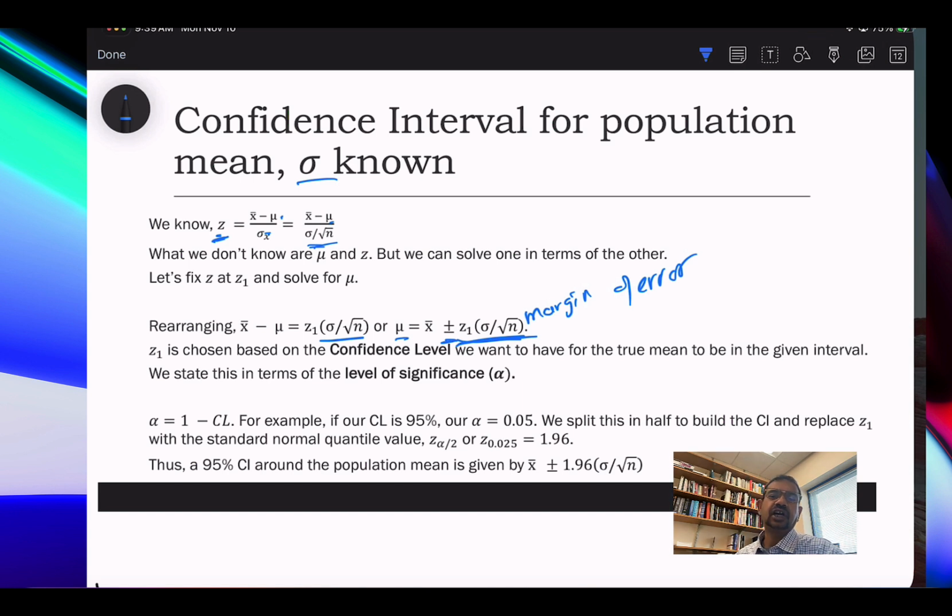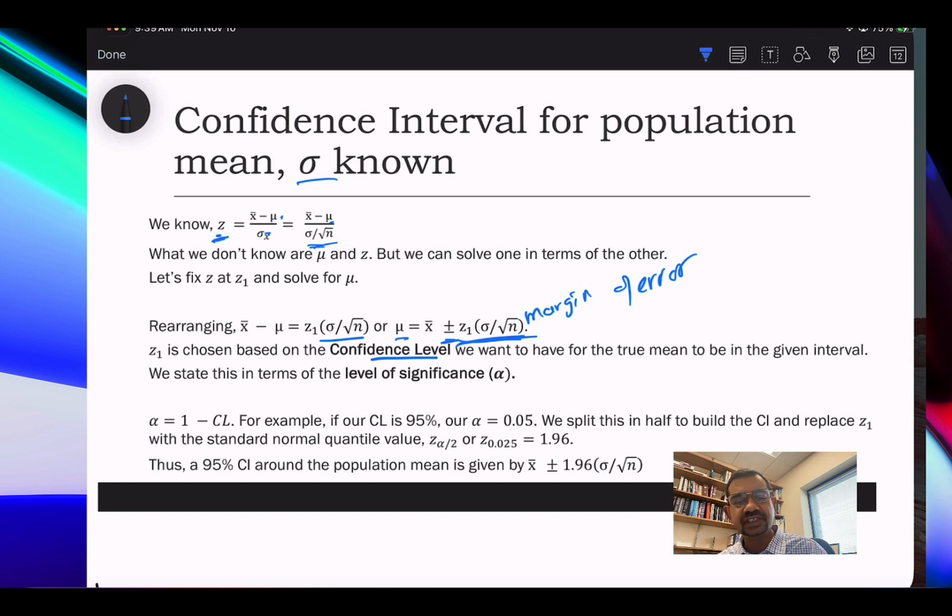So our confidence interval then is our sample mean plus or minus our margin of error. Now, how do we determine the z? The z is chosen based on what we call the confidence level that we want to have for the true mean to be in a given interval. And typically we work with 90%, 95%, or 99% confidence.